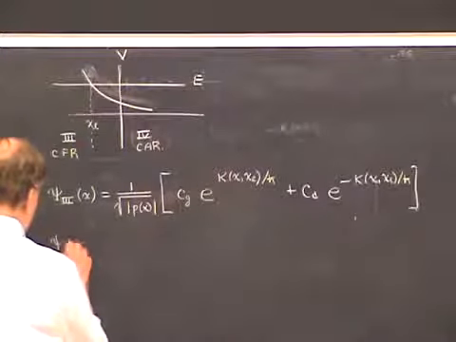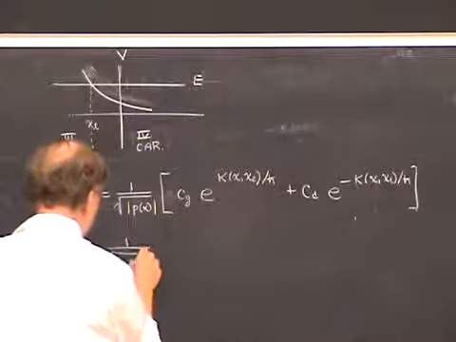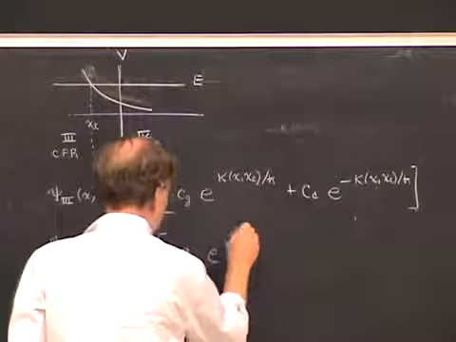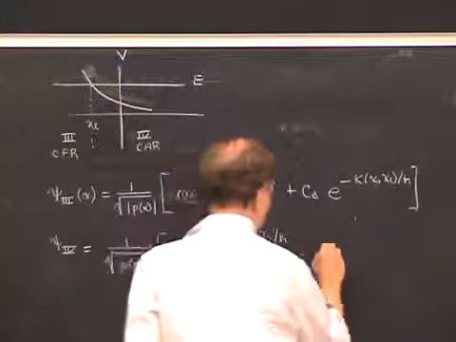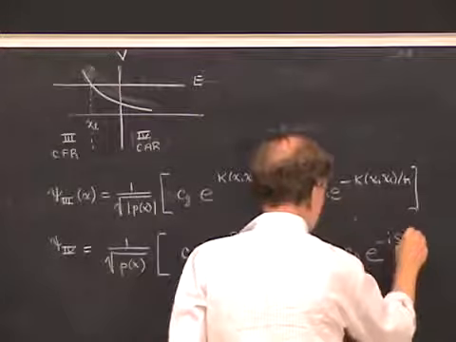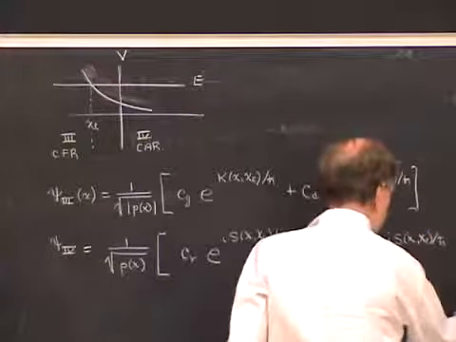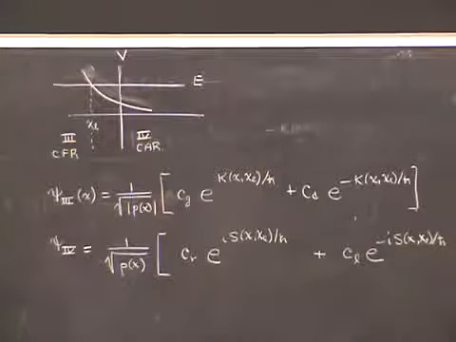And then in psi 4, which is a classically allowed region, let's write this as 1 over the square root of p of x, times c right e to the i s of x comma xl over h bar, plus c left e to the minus i s of x comma xl over h bar, like that. And those give us the right and left going coefficients.